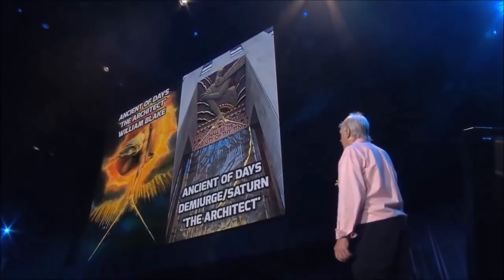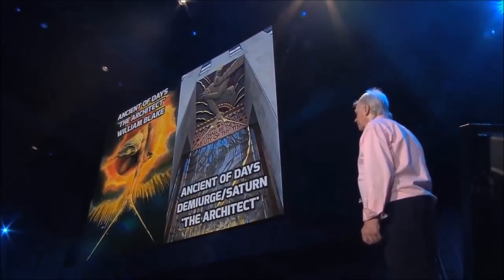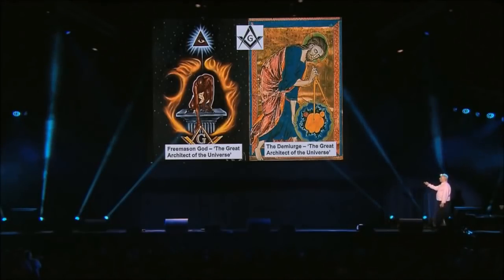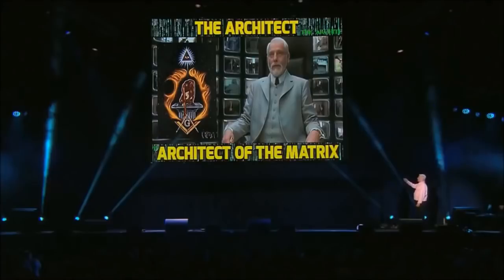Again, the Ancient of Days, which I say is the demiurge Saturn, the architect. Freemasons call their God the great architect of the universe. The demiurge was called by the Gnostics the great architect of the universe. And in the Matrix, we had the architect creating the fake reality, the bearded man.